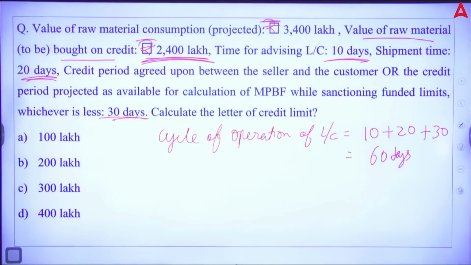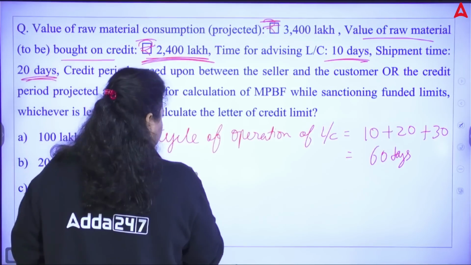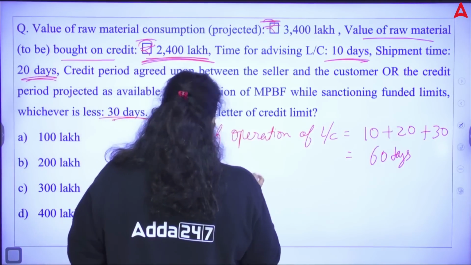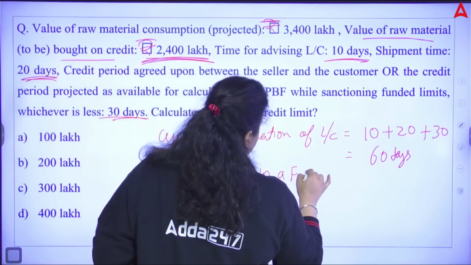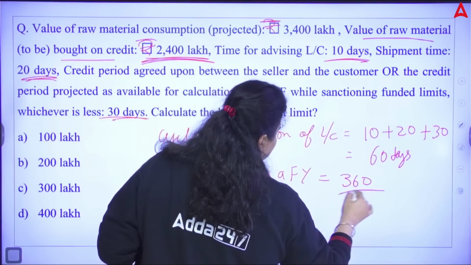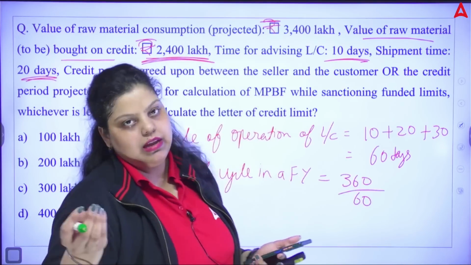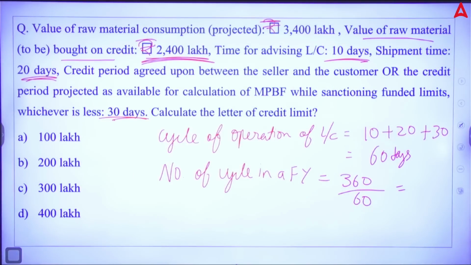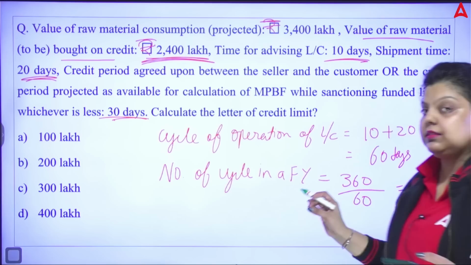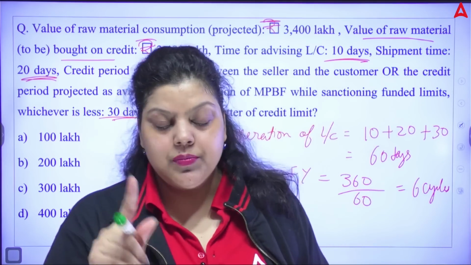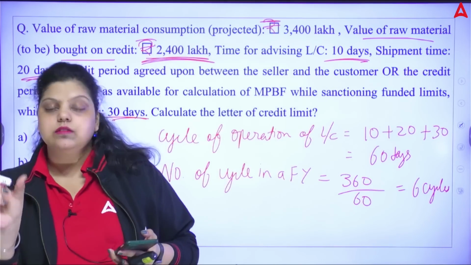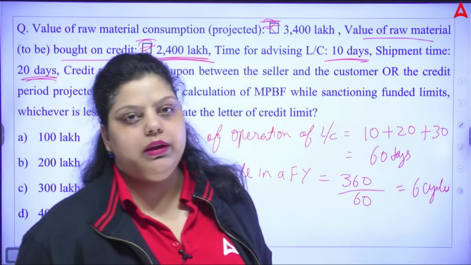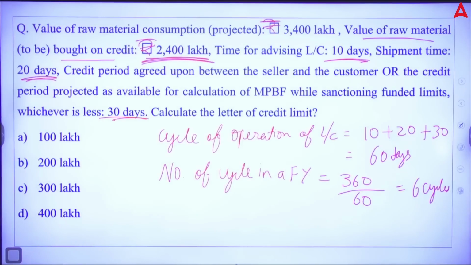Okay, so in one year, how many cycles will there be? Number of cycles in a financial year: 360 divided by 60. We take 360 days in a year when we calculate the operating cycle. So 360 divided by 60 means there are 6 cycles in one financial year. Because if one cycle ends in 60 days, then in one financial year you get 6 cycles of your letter of credit.